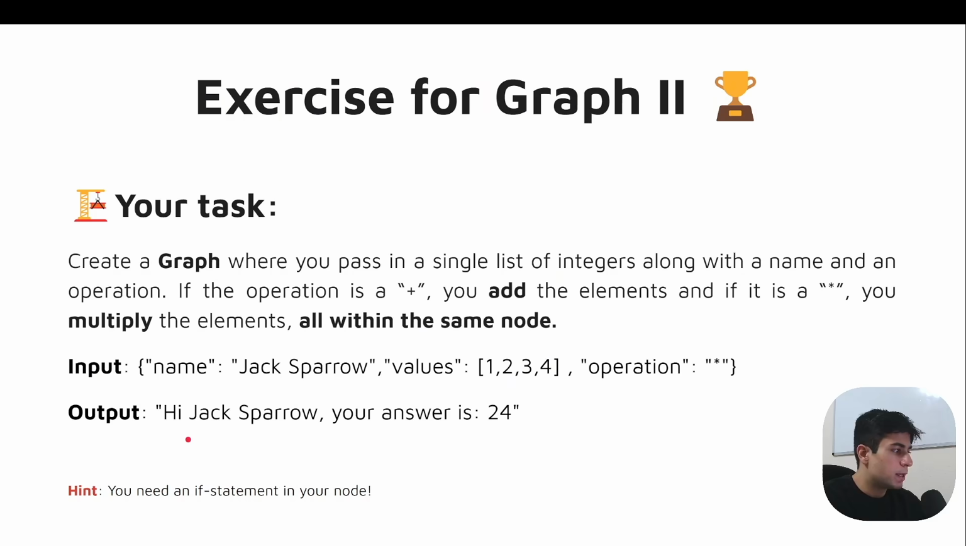And your output should be in the format of "Hi Jack Sparrow, your answer is 24." So just to give you a hint as to how you would perform something like this, you would need an if statement in your node. So slightly more complicated, but the whole concept is the same. So once you've completed this exercise, I will see you where we build this third graph.